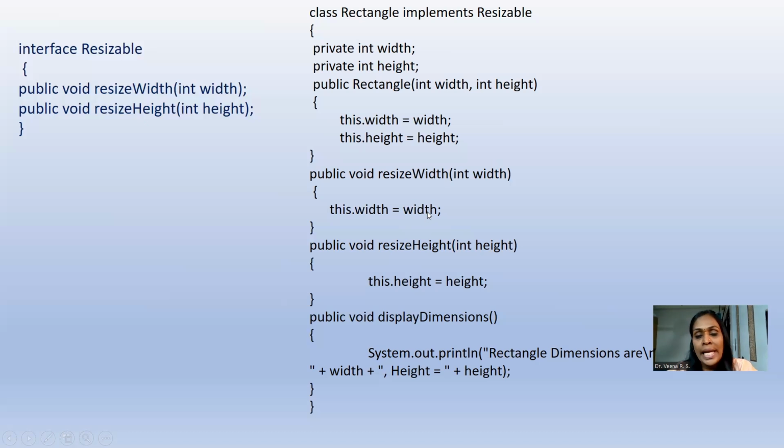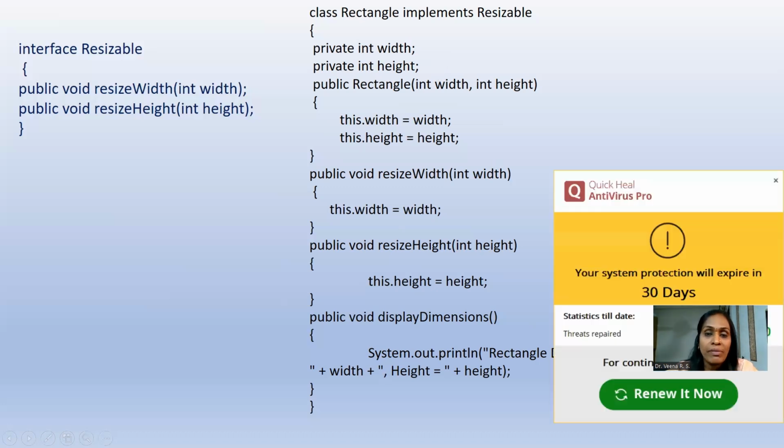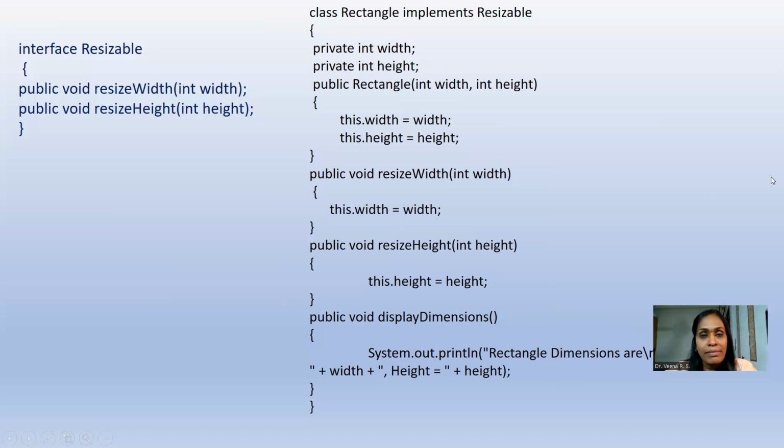And other than overriding these two methods, other than having the constructor, other than having instance variables of the class Rectangle, we also need to display the current dimensions of the rectangle. So we have defined one method named displayDimensions. What the displayDimensions method will do is just print the dimensions of the rectangle. That means what is the width and what is the height of the given rectangle. So this is what class Rectangle talks about.